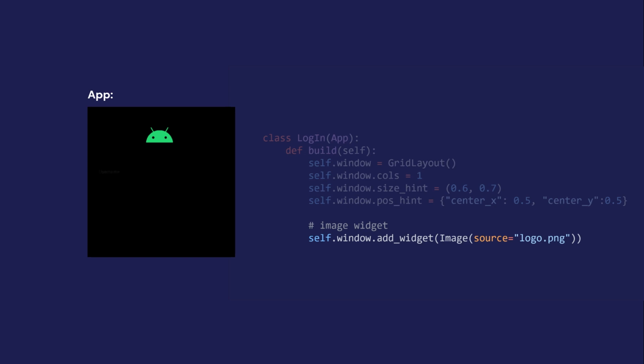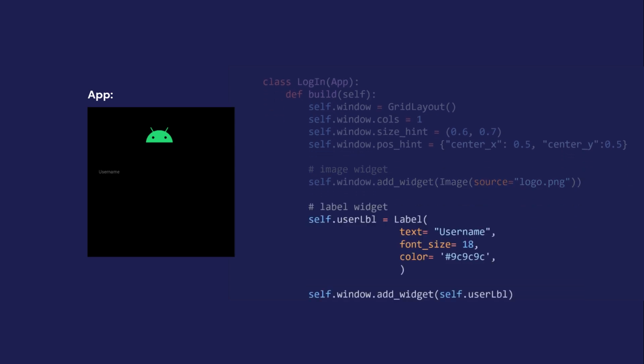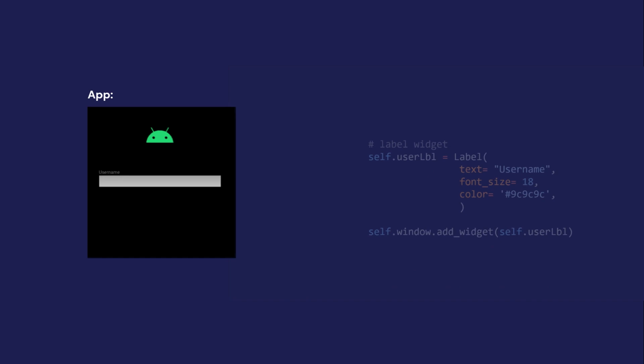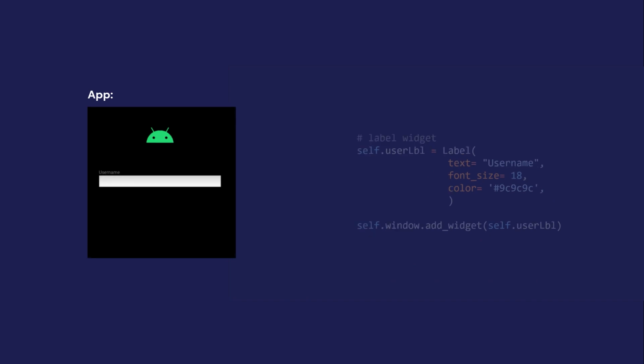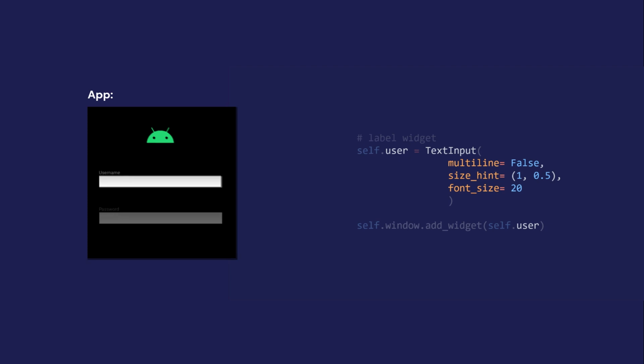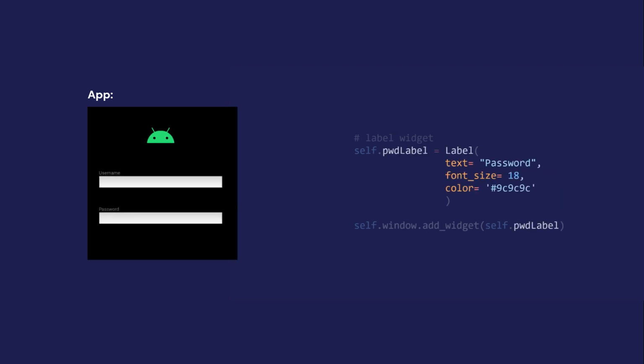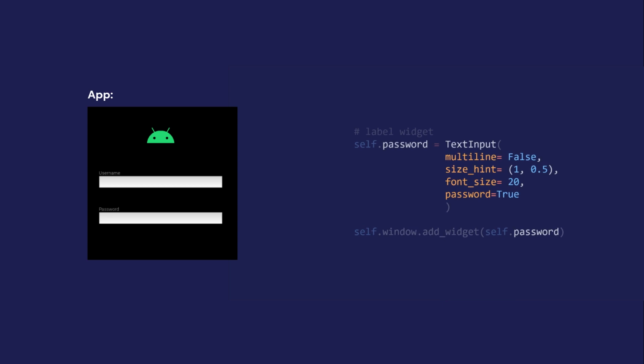So here we have the username label, which just says where you would enter your username. Then we have the text input for the username. Then both the password label and password input, which is basically the same as the other input, except we have password equal true, which will hide our input. Finally, we have a button to sign in.